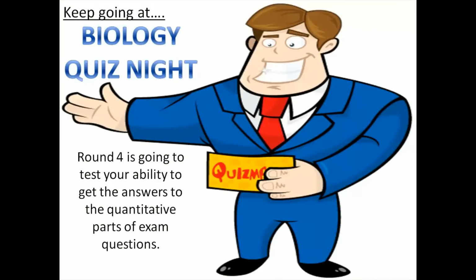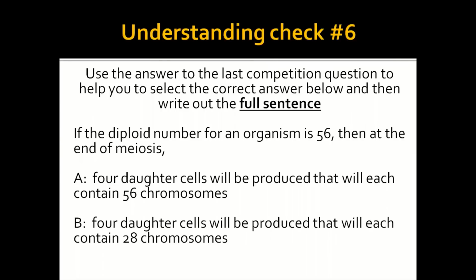Round 4 is going to test your ability to get the answers to the quantitative parts of exam questions. Let's start. Use the answer to the last competition question to help you to select the correct answer below and then write out the full sentence. If the diploid number of an organism is 56, then at the end of meiosis, you have to choose among A and B.